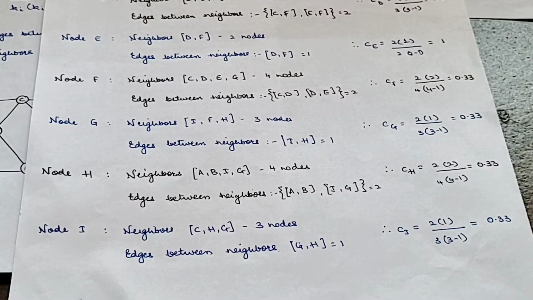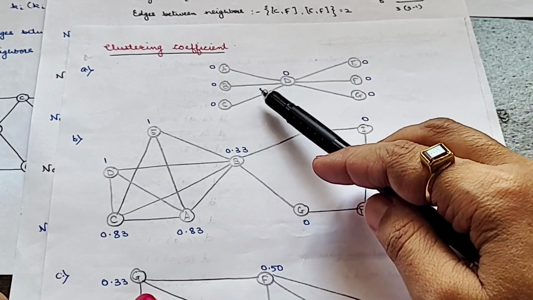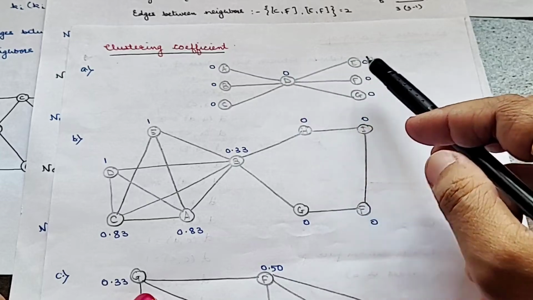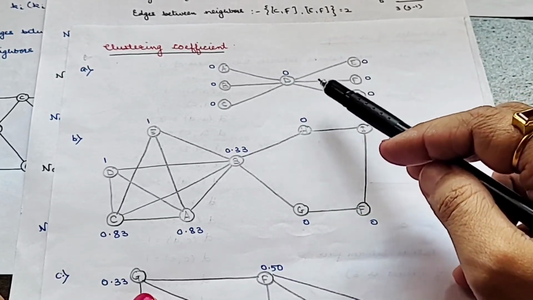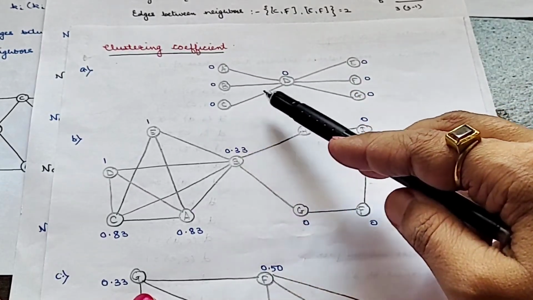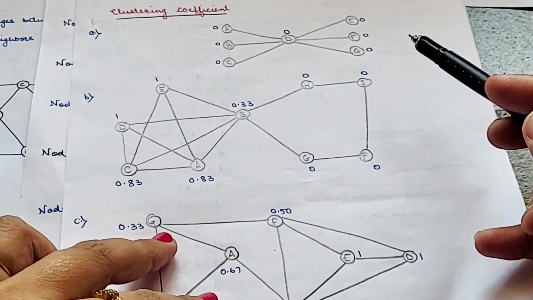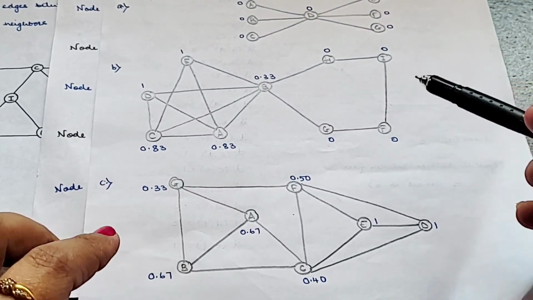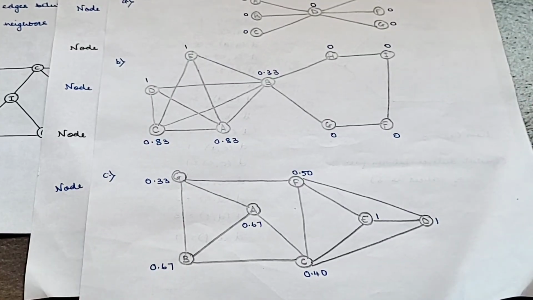For practice, you can consider a few more graphs. These are the graphs given over here. See, in this given graph, there are 7 nodes, but there is no single edge among the neighbors of any node. So for each and every node, you get the clustering coefficient as 0. Similarly, you can consider these two graphs. I have written the answers over here. You can try it for your practice. You can find out the clustering coefficient and check your answers.